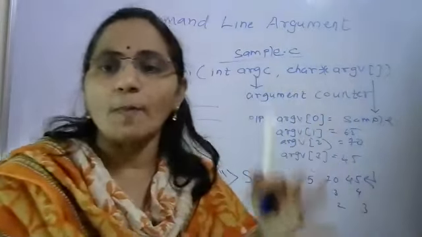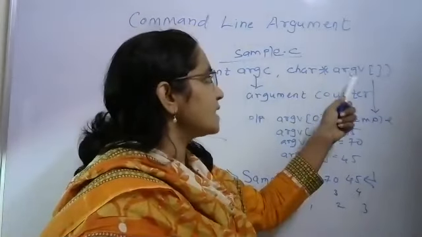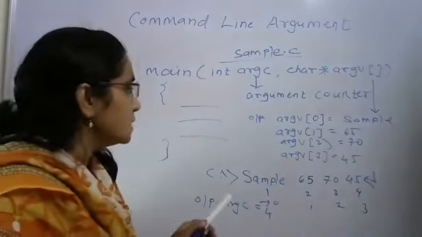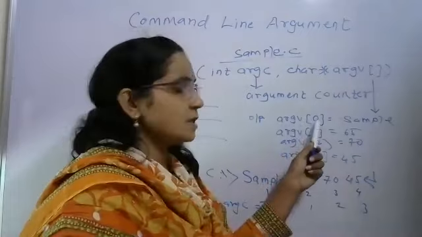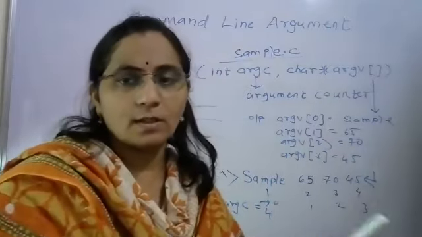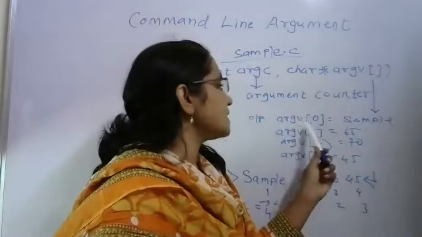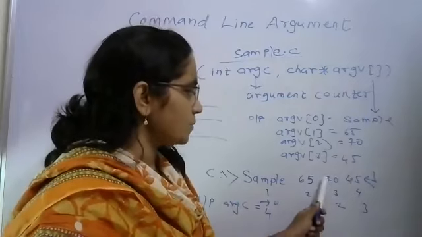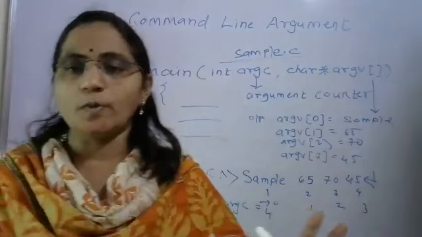The second parameter is the argument vector. Vector means it is a kind of array. It consists of all the values one by one, and that's why it is of type character pointer array. As it is an array, internally it stores the first element at the 0th position. So ARGV0 equals sample, then 1 equals 65, 2 equals 70, and 3 equals 45. So this is about the command line argument.